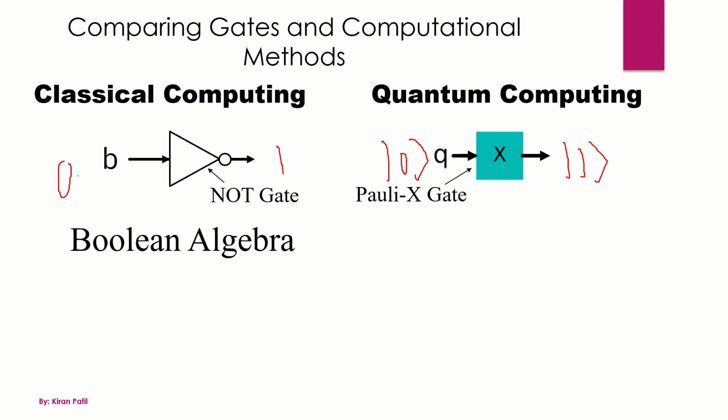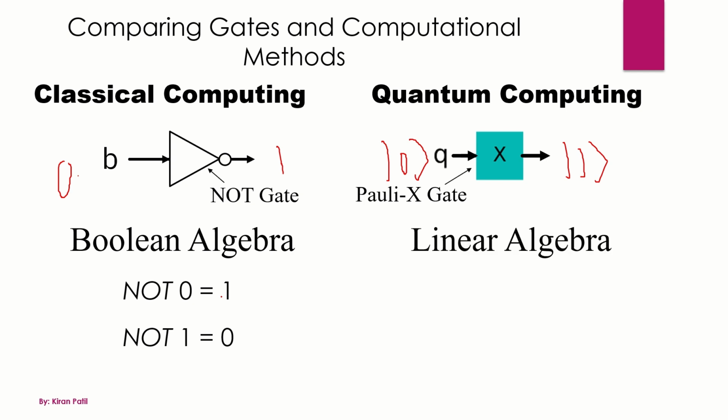Then the next difference is classical computing uses Boolean algebra. Now what is this Boolean algebra? In Boolean algebra, for example, we are using a NOT gate on a 0. We are getting 1. It works in true, false, or zeros and ones. So as we can see, the output of NOT 0 is 1, and NOT 1 is 0. Here in quantum computing, we are going to use linear algebra.